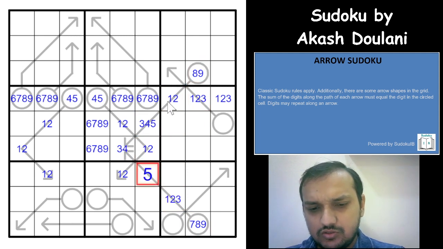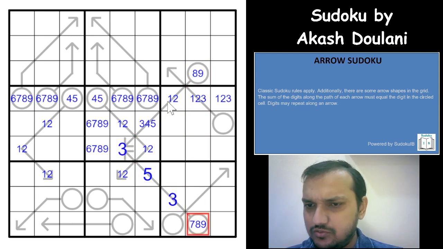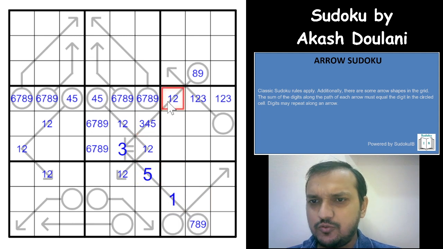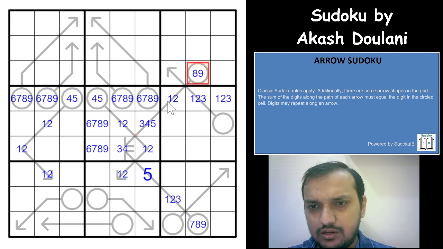Amazing. So if you have a 5 here, minimum here is 3, minimum here is 1, that gives you 9. And minimum here is 4, minimum here is 2, that again gives you 9. 5 is not possible here also. Amazing.